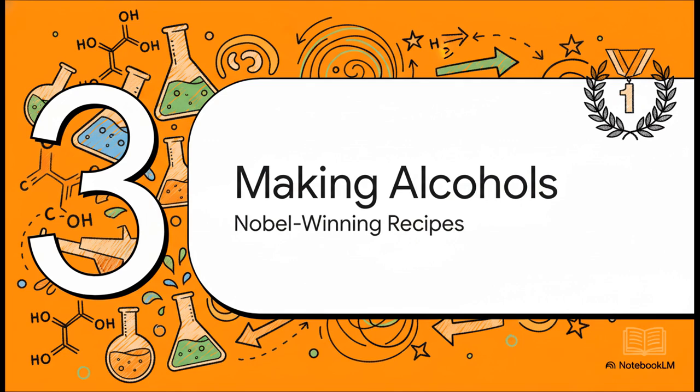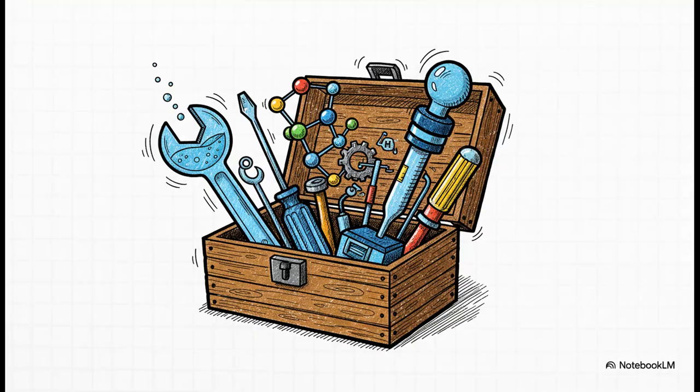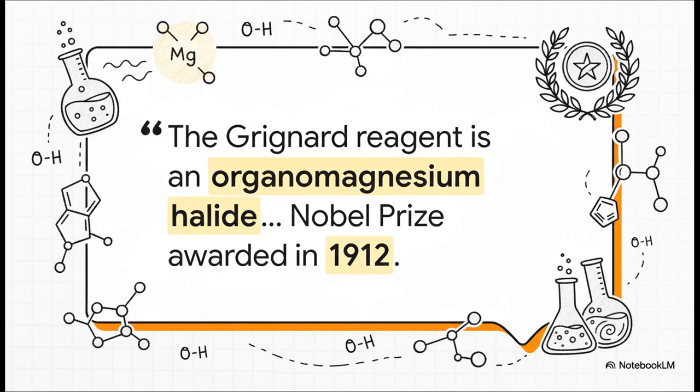How are they actually made? This isn't just about mixing stuff together and hoping for the best. No, this is molecular architecture, and some of these recipes are so brilliant, they've actually won Nobel Prizes. To build these molecules with such incredible precision, chemists have a whole toolbox of really powerful reactions. And one of the most famous and most versatile tools in that whole box is the Grignard reagent.